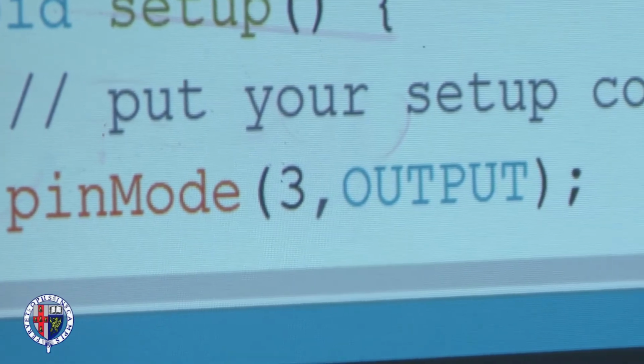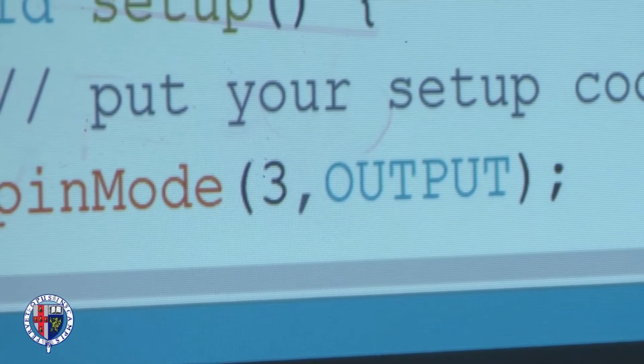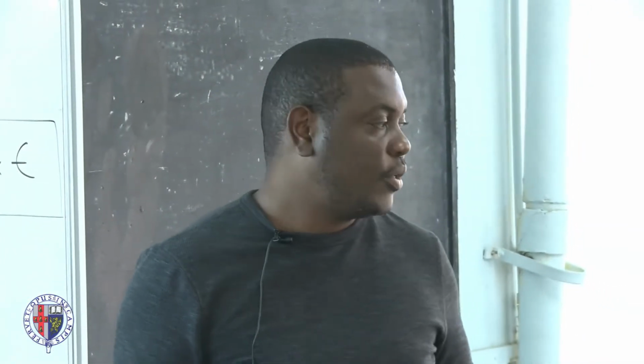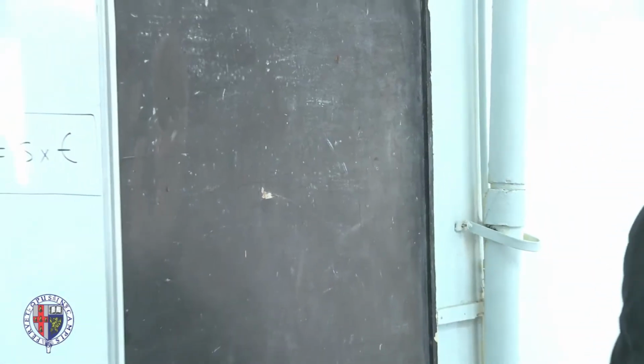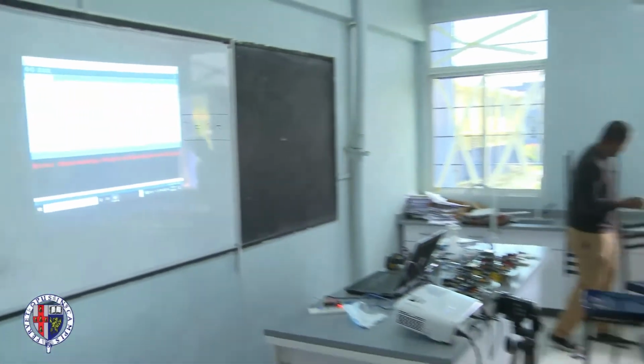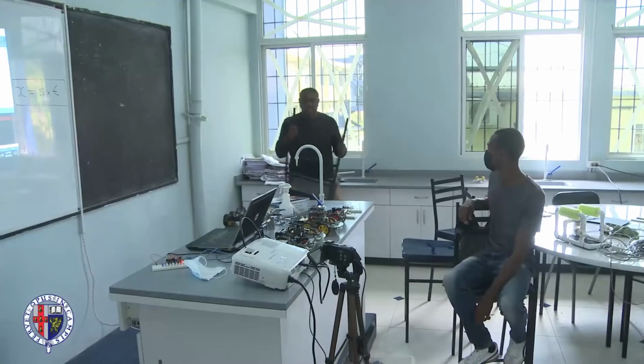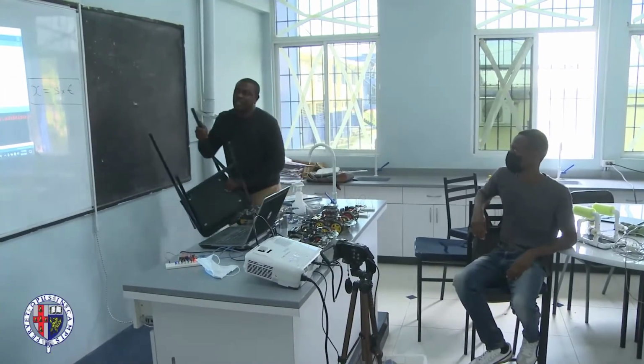I can change this, however, so that all of these lights become my output as well. That would just take a little modification, which we can do right now. So let's just do that modification.